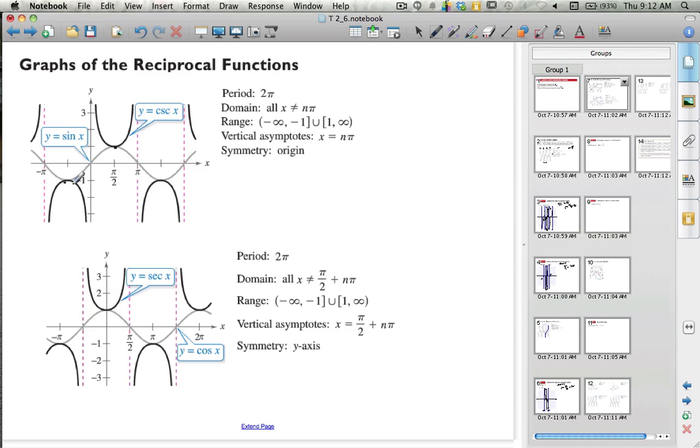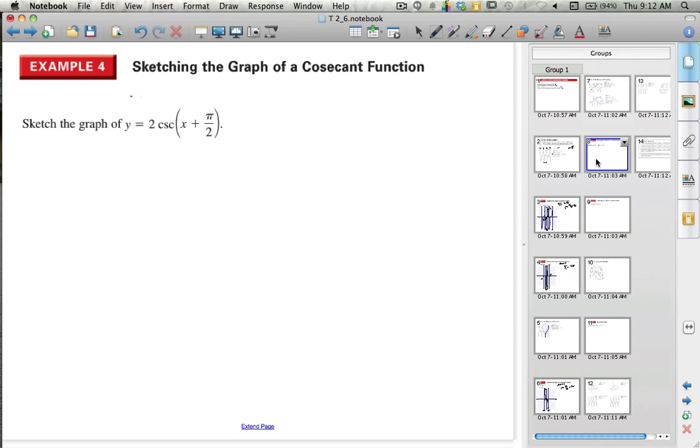So what we'll do first is we'll sketch the sine function, and then we'll graph the cosecant function based on that. And the secant function has the same relationship with cosine. So let's go ahead and do one of those.